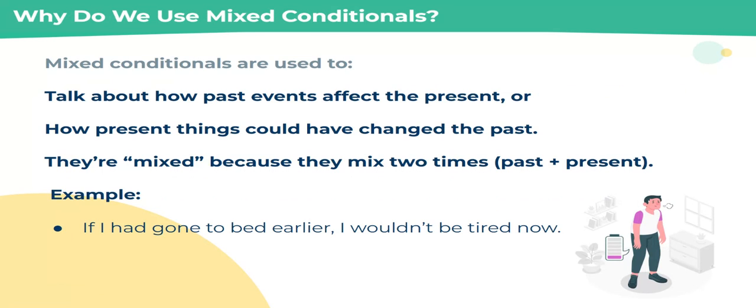So why do we use mixed conditionals? Mixed conditionals are used to talk about how past events affect the present, or how present things could have changed the past. They're mixed because they mix 2 times, the past and present. Example, if I had gone to bed earlier, I wouldn't be tired now. If I had gone to bed earlier in the past, I wouldn't be tired now in the present.